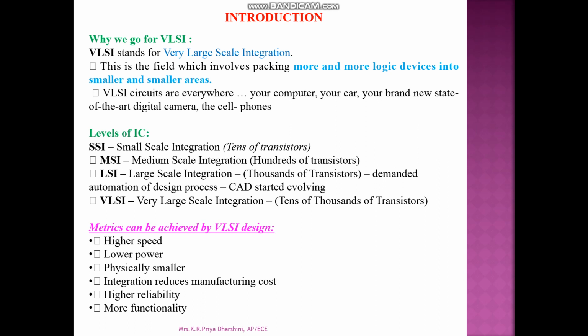What are the levels of ICs? ICs are of four levels: small scale integration, medium scale integration, large scale integration, and very large scale integration. Small scale integration consists of tens of transistors. Medium scale integration consists of hundreds of transistors. Large scale integration consists of thousands of transistors, which demanded automation of the design process. CAD started evolving with large scale integration, and very large scale integration consists of tens of thousands of transistors.